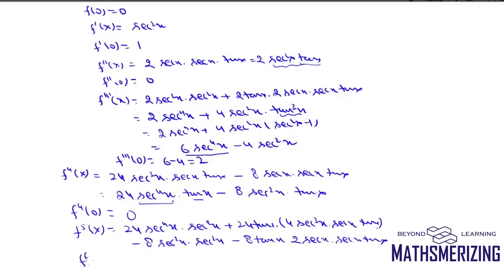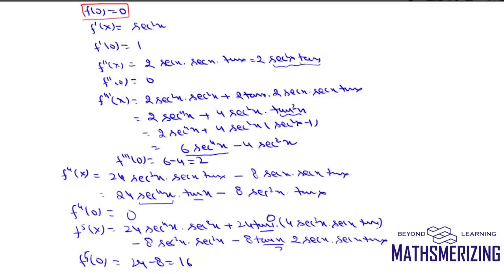So now I'll write its fifth derivative at 0. Now at 0, all these terms containing tan x will be 0. So what I'm left with is 24 minus 8, which is 16. So now I have the value of this function at 0.